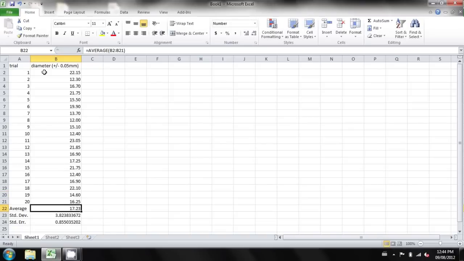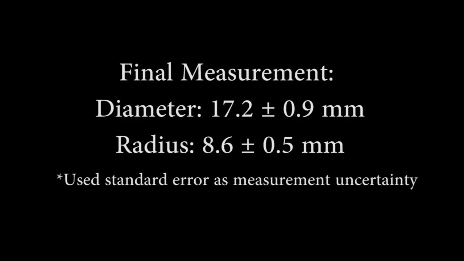of the irregular object. This yields a final measurement of 17.2 plus or minus 0.9 millimeters for the average diameter and 8.6 plus or minus 0.5 millimeters for the average radius of the irregular object, again noting that the standard error was propagated for the final error on the radius.